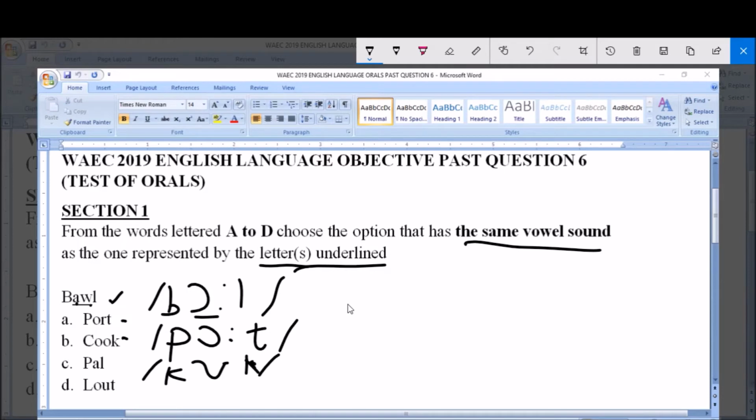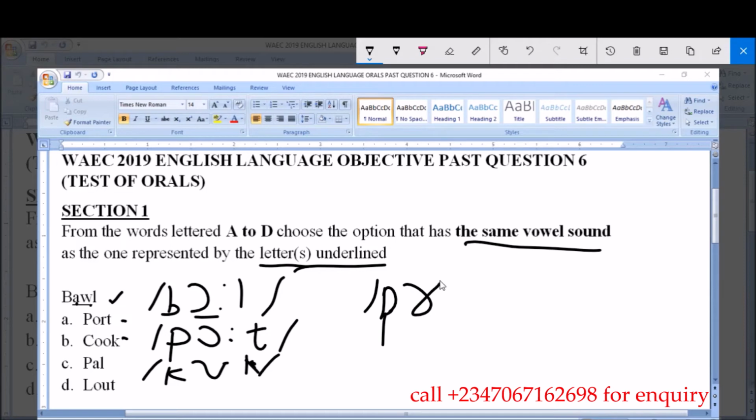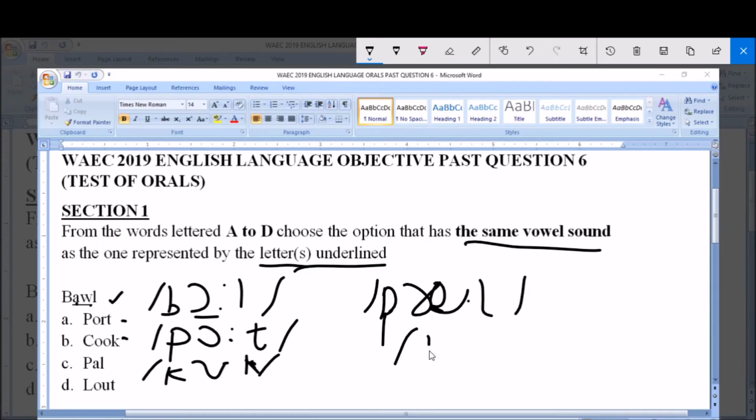And then option C is pal, transcribed this way. This is p, consonant sound. Then you have the short R sound, and then this is pal, and option D is lout, written this way.